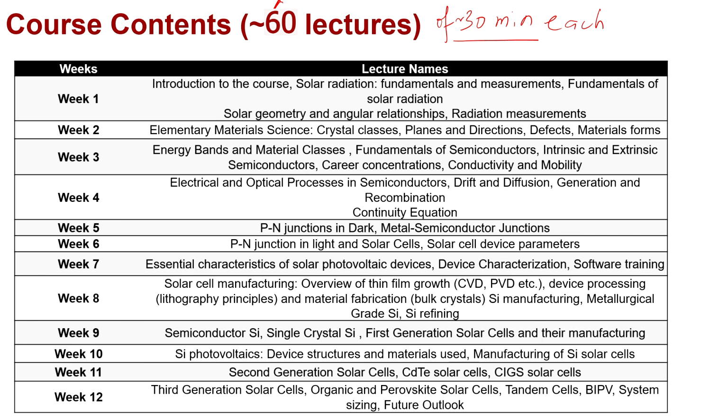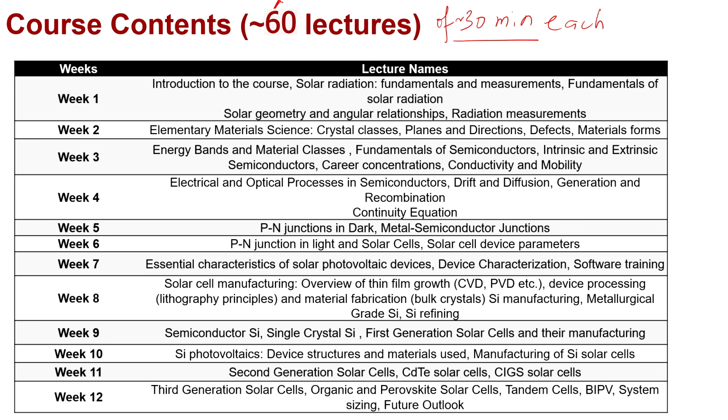In week 6, we will learn about p-n junctions in light, and then about solar cells, how to make a solar cell, and what the important device parameters of a solar photovoltaic device are. In week 7, we will learn about essential characteristics of solar photovoltaic devices. We will also learn about device characterization, how they are characterized, and we hope to provide you training on some very basic elementary software to analyze these device properties.